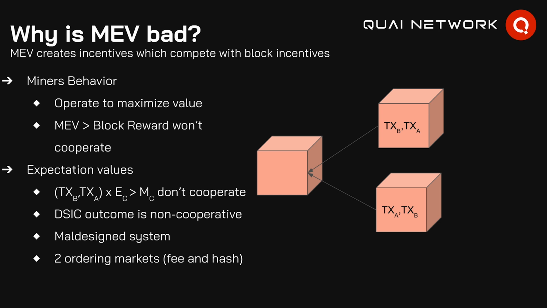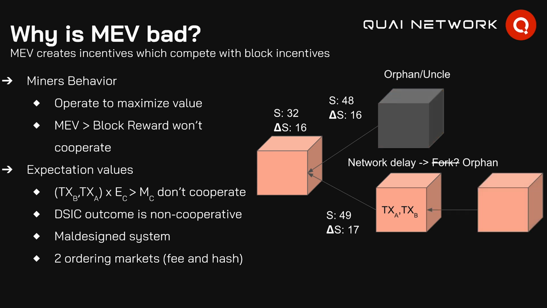And we can see that with this example. If we go back to our two different proposed blocks where we reorder transaction A and B, if the MEV opportunity to do B instead of A is greater than the mining incentive, the miners won't cooperate. So if a block subsidy is, say, 100 Quai, or there's 100 Quai of fee in a block, but an MEV opportunity is 1,000 Quai, and a miner that's reordering B before A can exploit that 1,000 Quai with even a 10% chance, they will now operate in a non-cooperative manner because they're going to end up making more than they would if they participated in a cooperative manner.